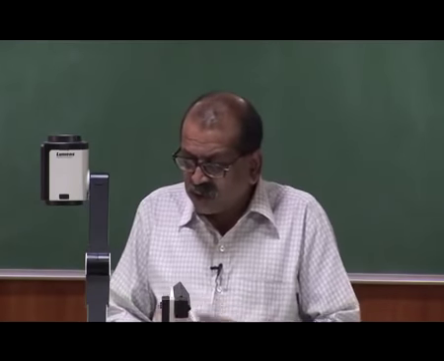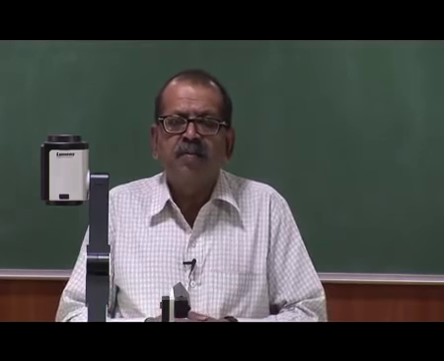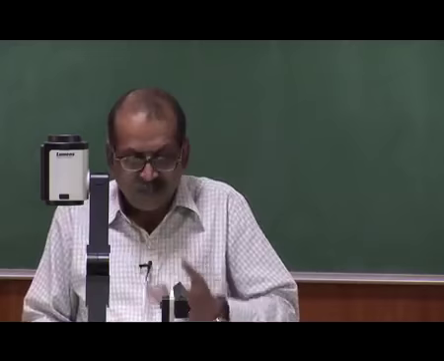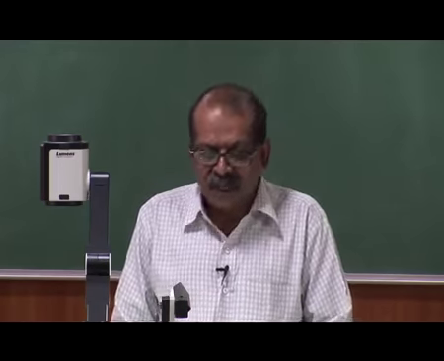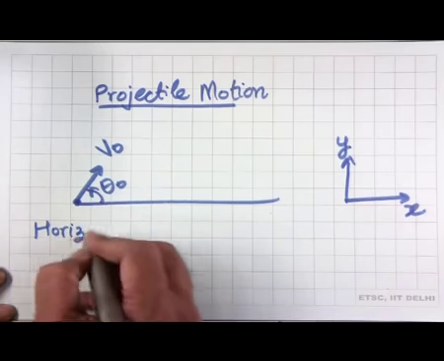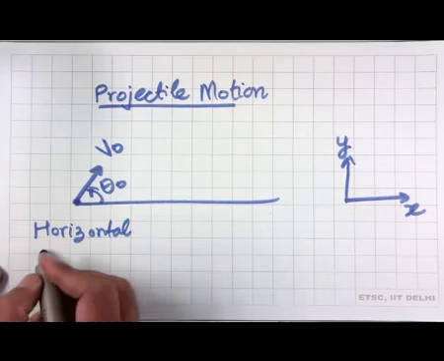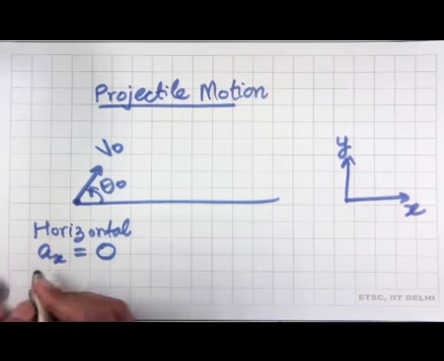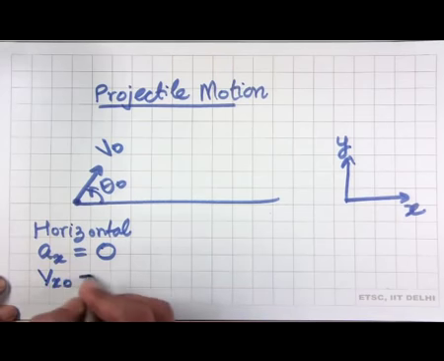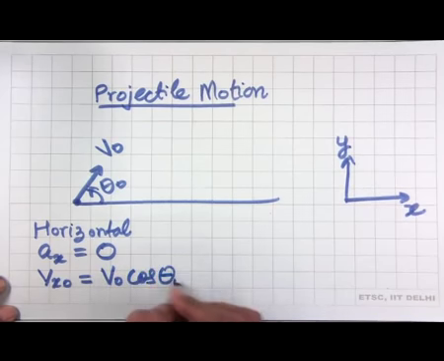And as we saw, the way to tackle this type of problem is to separate out the motions in horizontal and vertical directions. If we look at the motion in the horizontal direction, the acceleration of the particle, which I write as ax, is 0. The initial velocity, which I write as vx 0, will be equal to v0 cos theta 0.